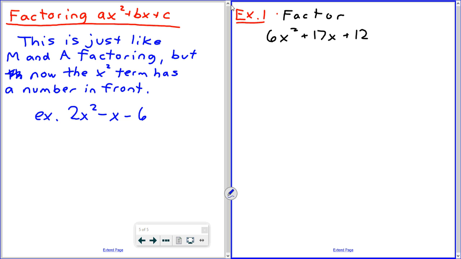Okay, the difference is, this is like a, b, and c. Listen up, please. The multiply, m, is equal to a times c. That's what the m is going to be, instead of just c, which means it's 6 times 12, which equals 72. It was the same thing in the last one because the number in front of the x squared was just a 1. The adding is still b.